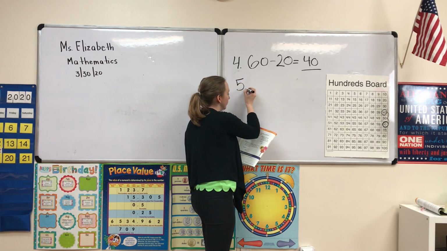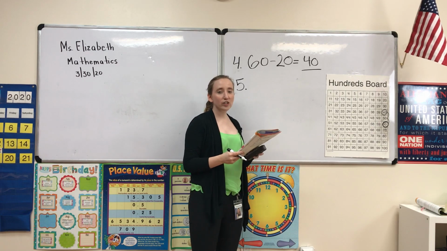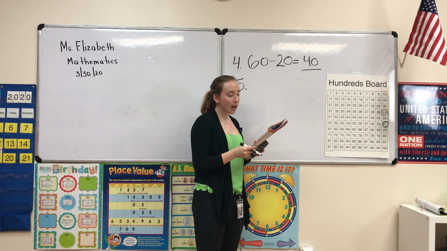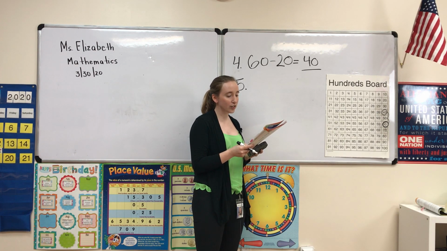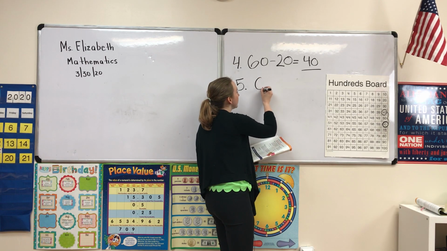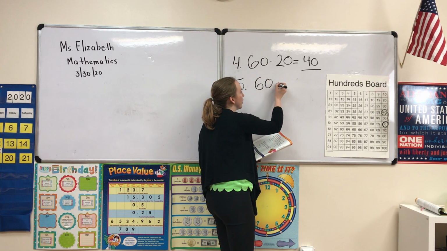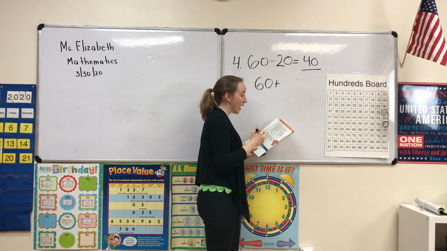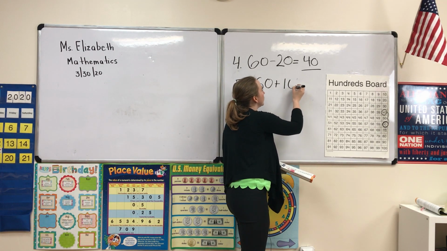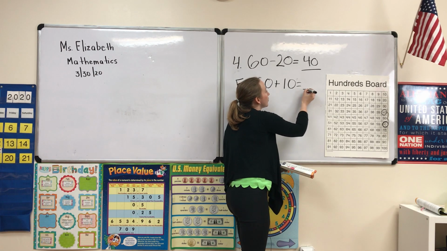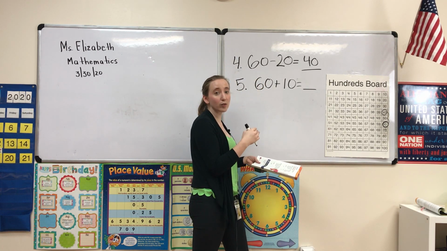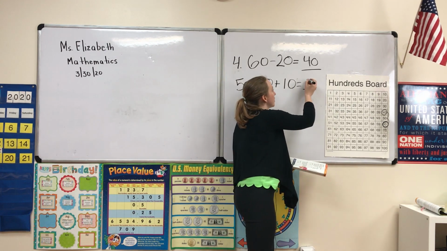Number 5. Rachel has 60 cups. Nate gives her 10 cups. How many cups does Rachel have now? All right, so this one we're starting with 60 to begin with. And Nate gives her 10 more. So we're doing 60 plus 10. So we know that if you add 10 to 60, that's 70.